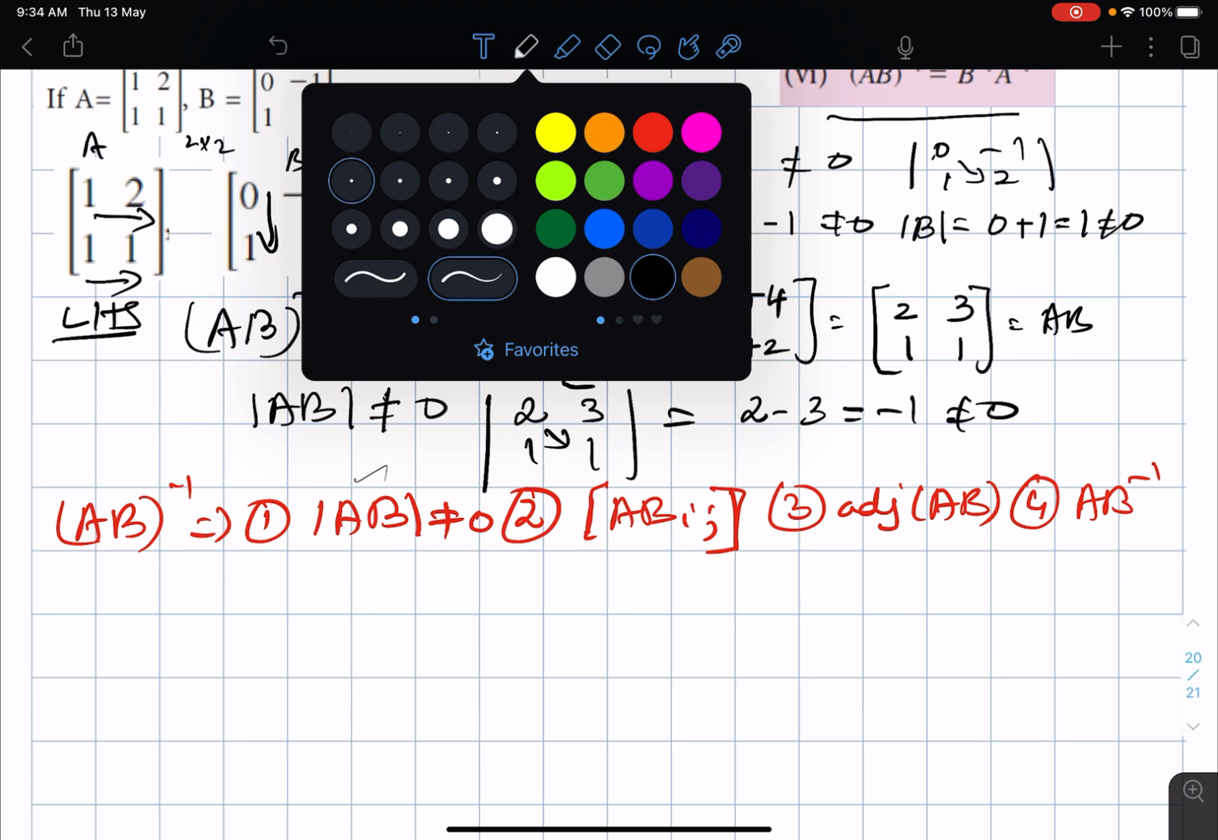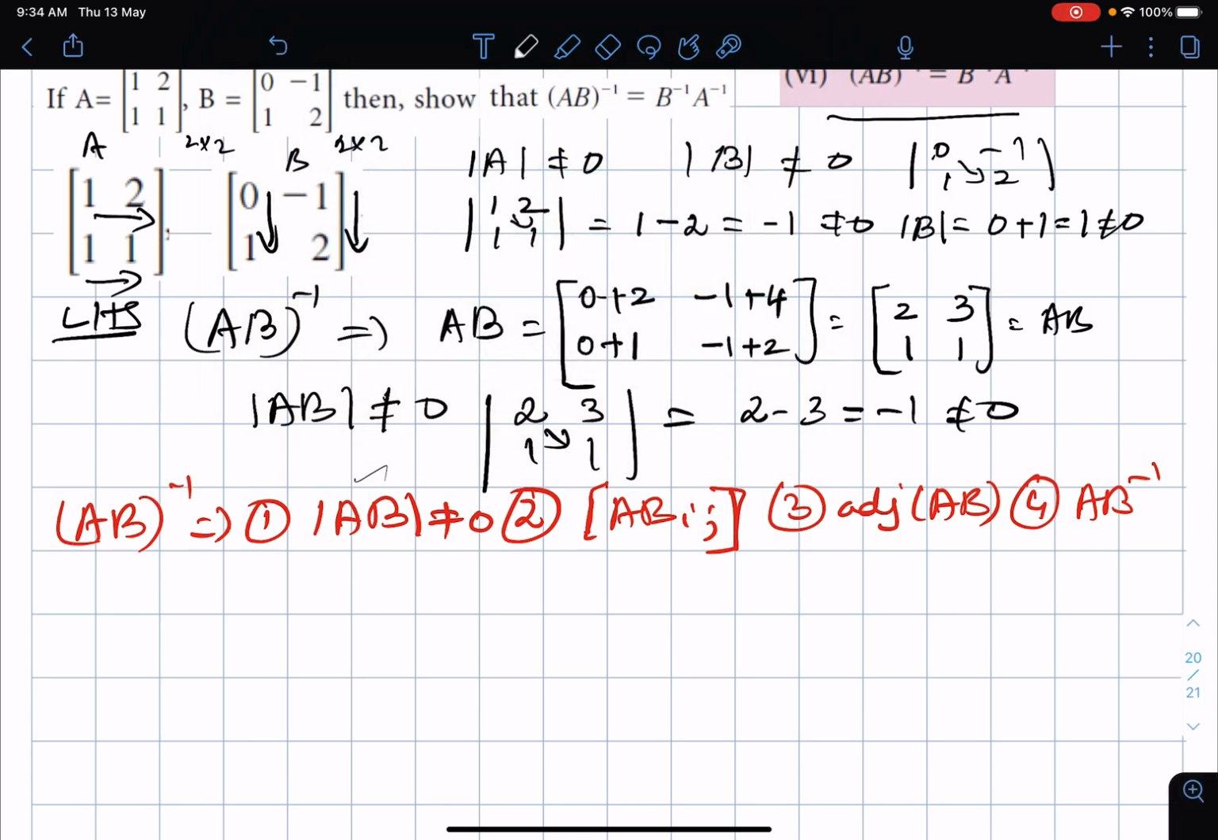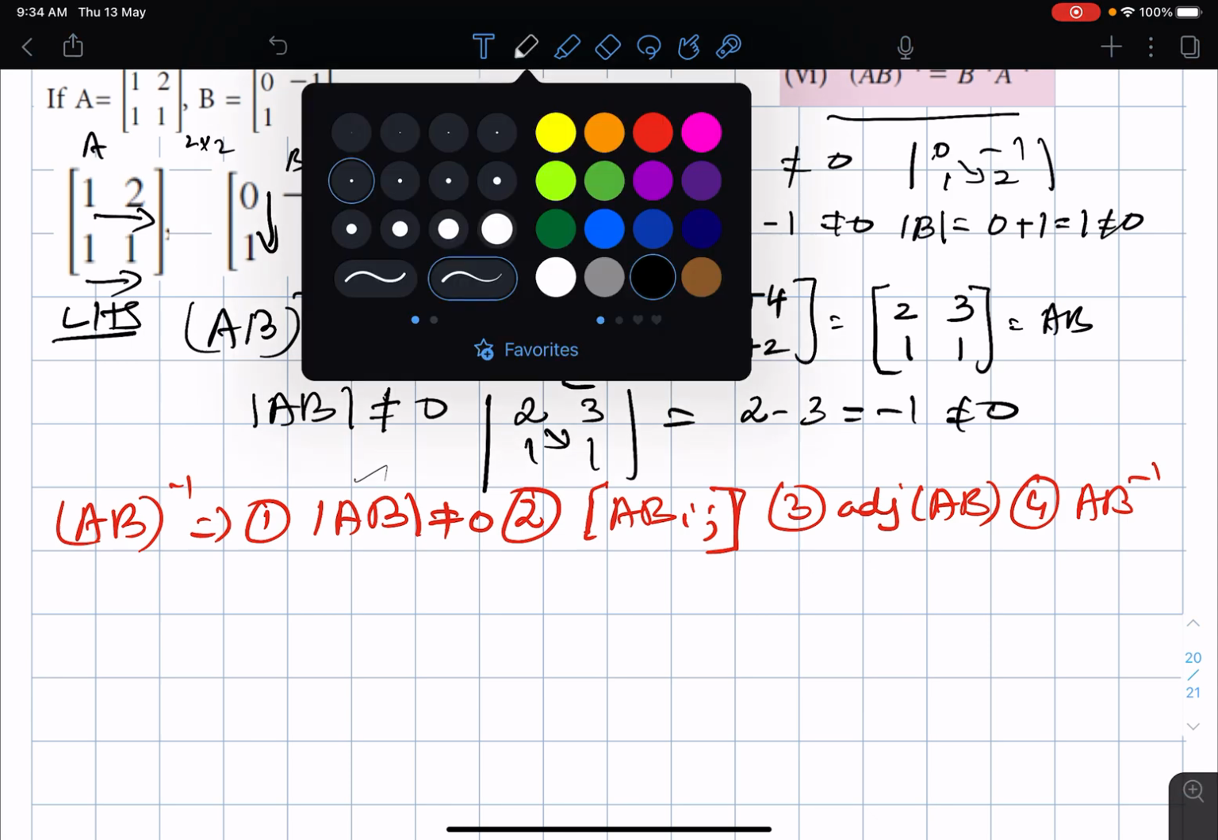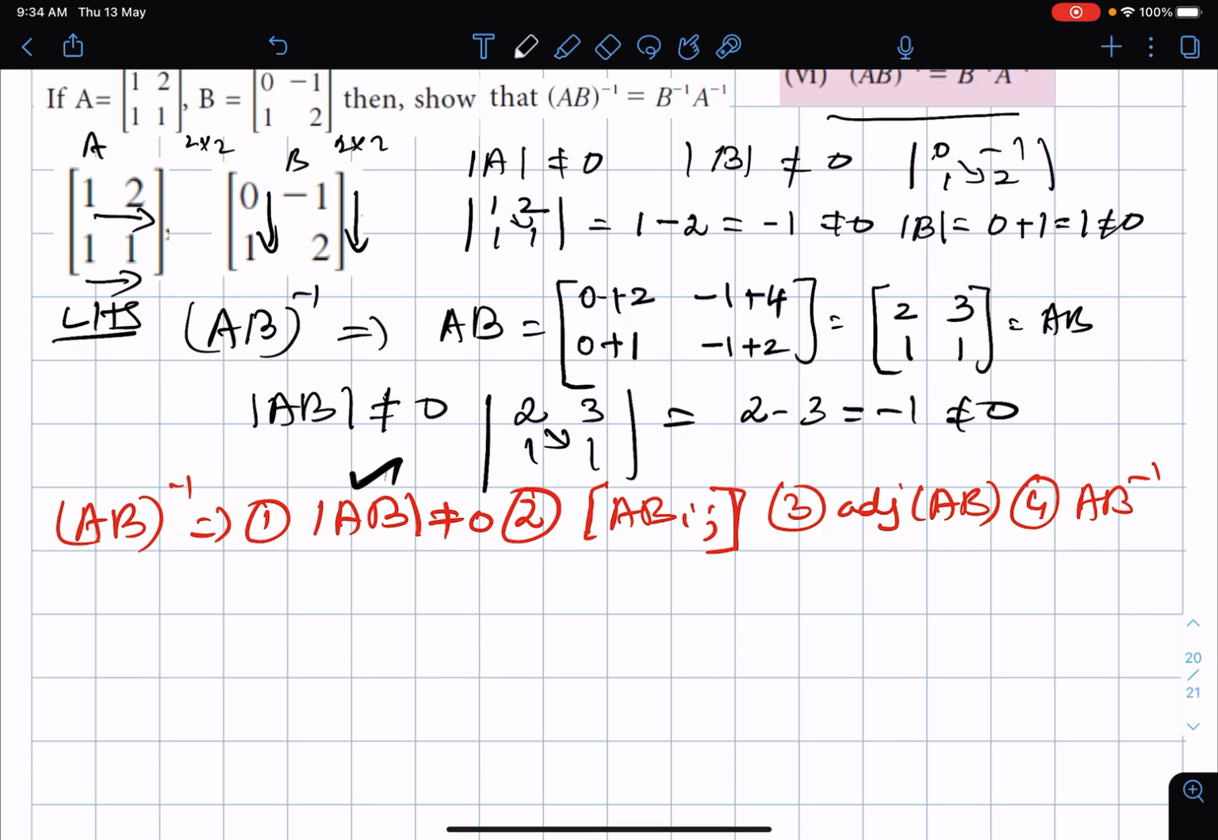Now, what happened to the color? My god, it's going. So we have done with the first step.